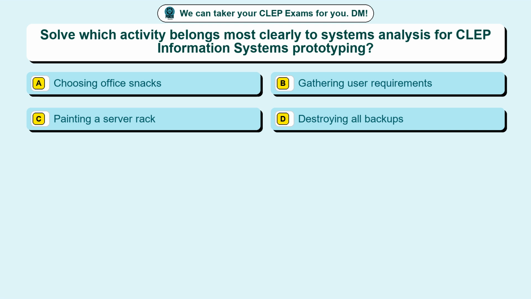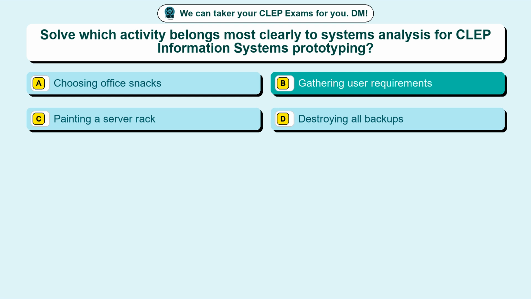Question 66. Solve which activity belongs most clearly to systems analysis for CLEP Information Systems prototyping. Option A. Choosing office snacks. Option B. Gathering user requirements. Option C. Painting a server rack. Option D. Destroying all backups.